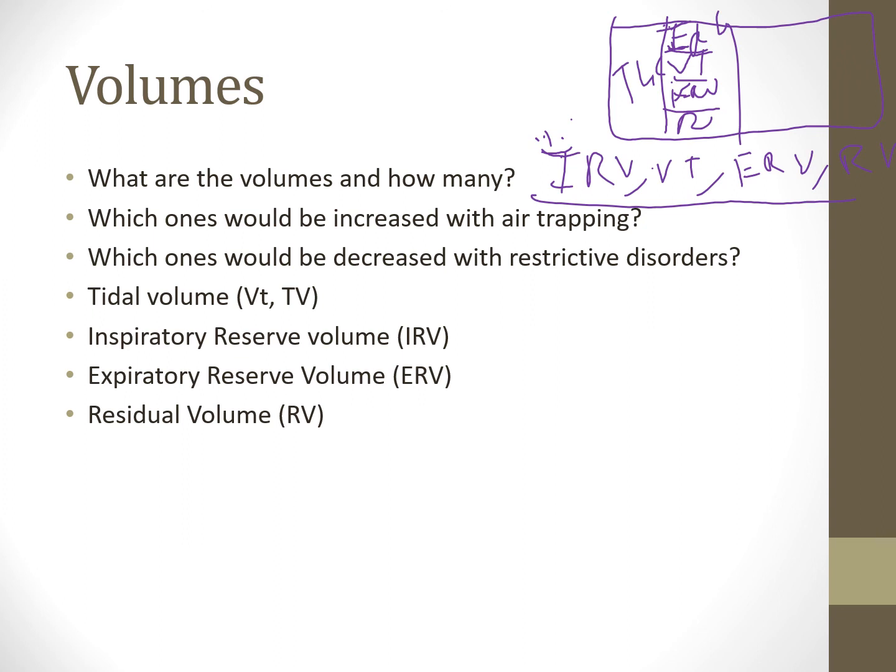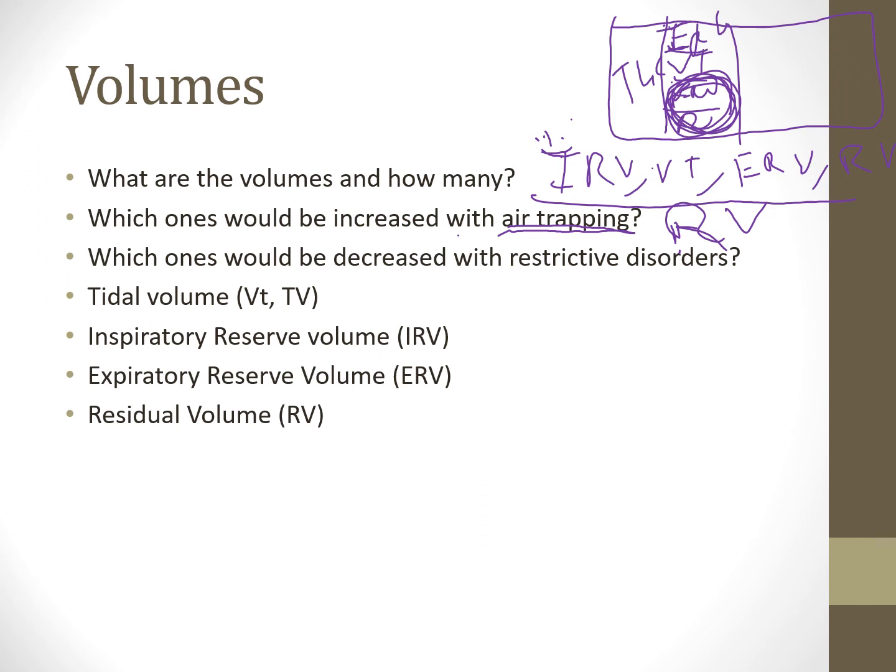So there's 4 volumes. Which ones would be increased with air trapping? Well, remember, air trapping is done at end exhalation. So we're going to look at the exhalation side. So that would be ERV. It would be pretty much the RV being increased and restricting, pushing up and taking space. So that's going to be increased with air trapping. Residual volume is going to be increased with air trapping. So that's air that can't be exhaled. If you remember the definition for residual volume, air that cannot be exhaled. So my residual volume would be increased.